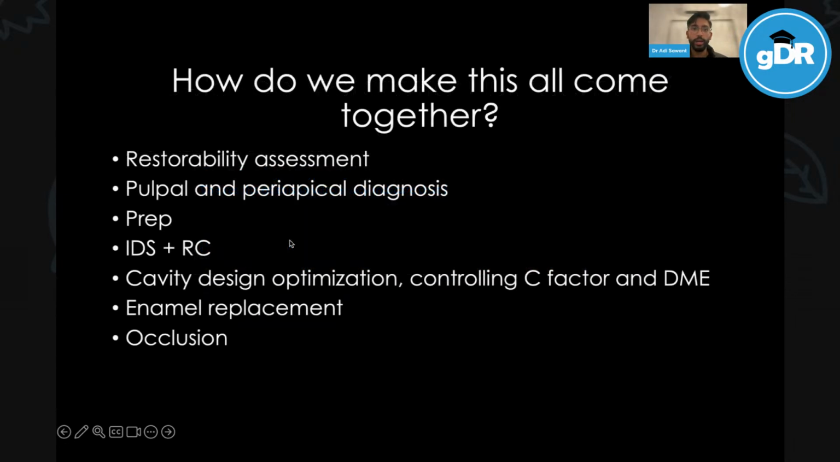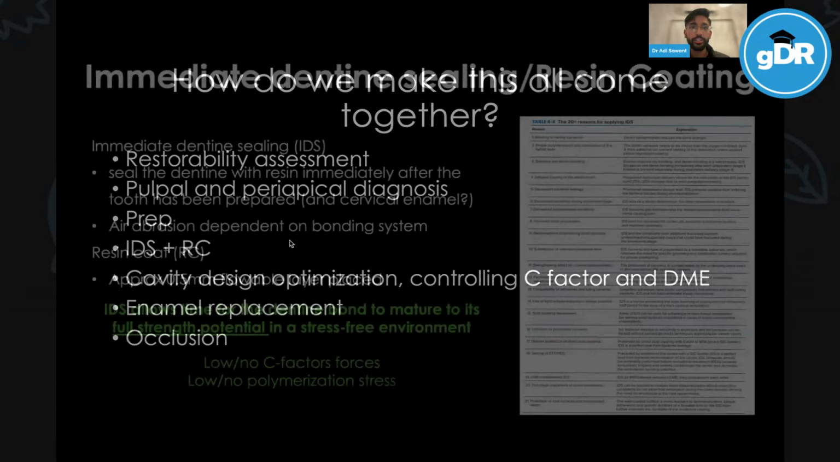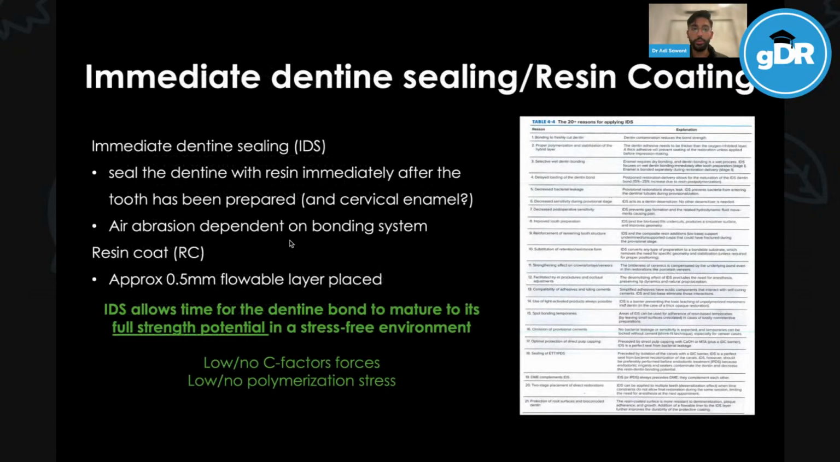And how do we make this all come together? We're going to talk about some prep design stuff in a second, but I want to talk about the actual steps for bonding here. So, immediate dentine sealing. It's what we've been talking about for a little while. We want to seal the dentine with resin immediately after the tooth has been prepared. You'll be using air abrasion depending on the bonding system. Like I said, you've got 2 gold standards.